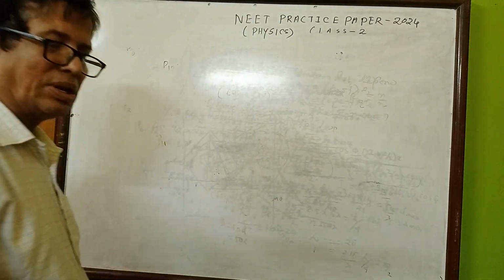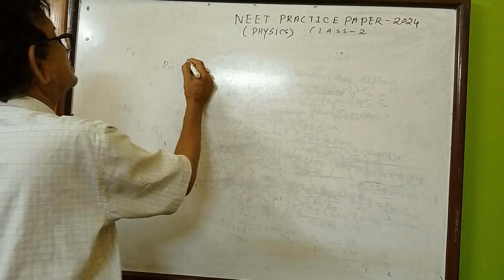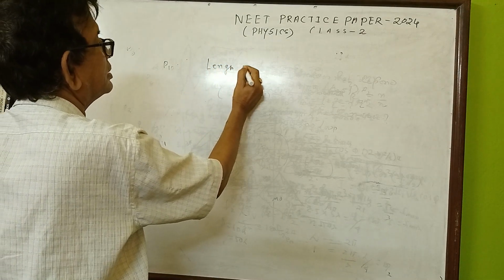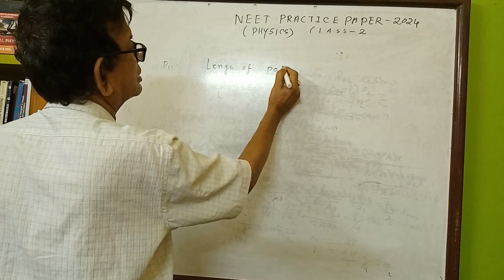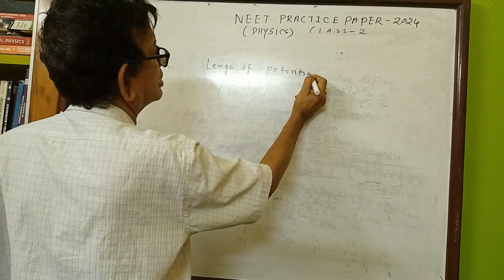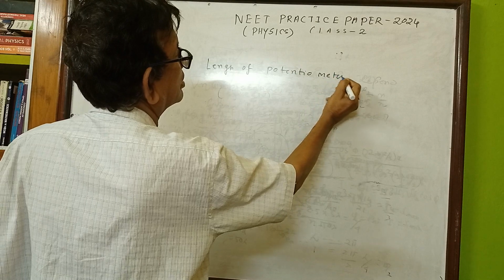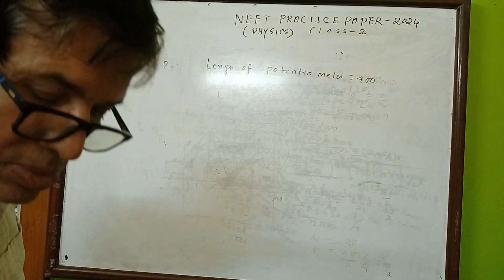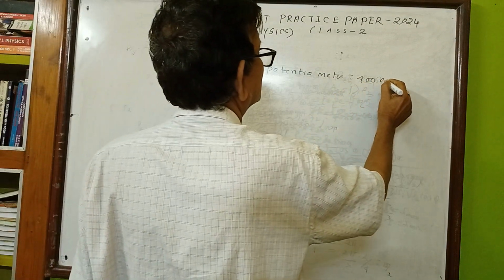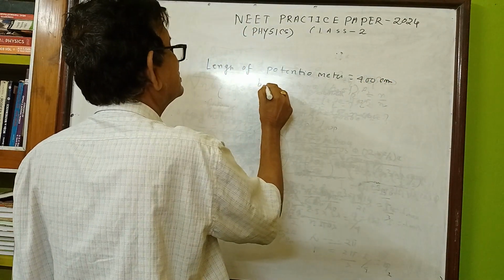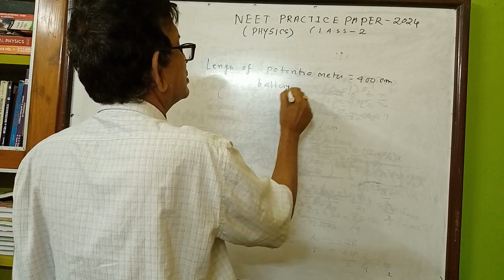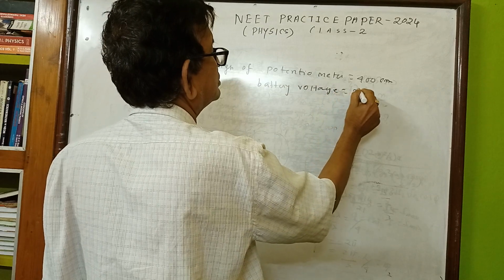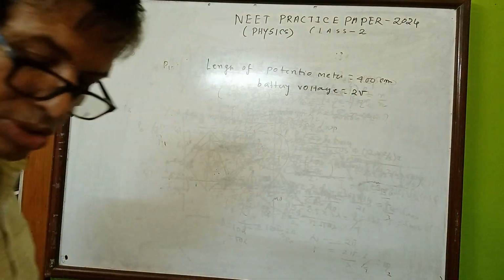Problem is potentiometer. Length of the potentiometer wire is 400 centimeter. Battery voltage is 2 volt. Clear? Battery voltage 2 volt.